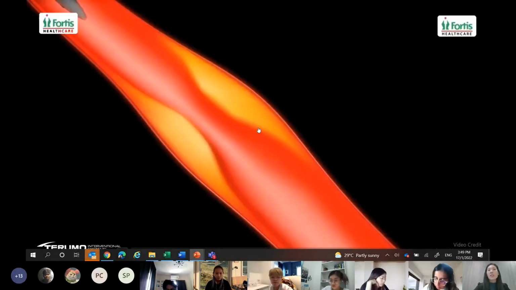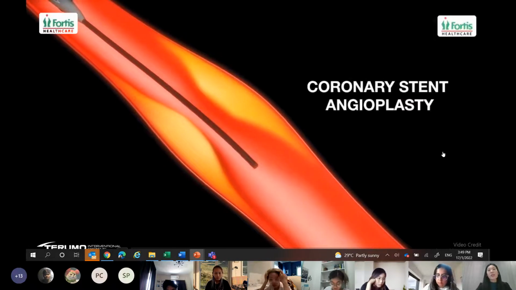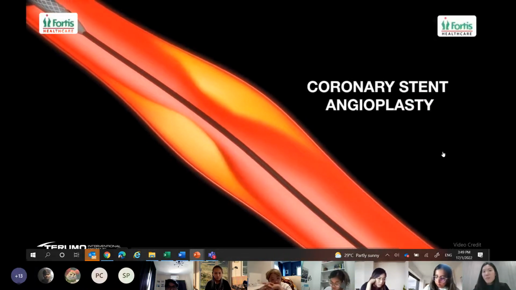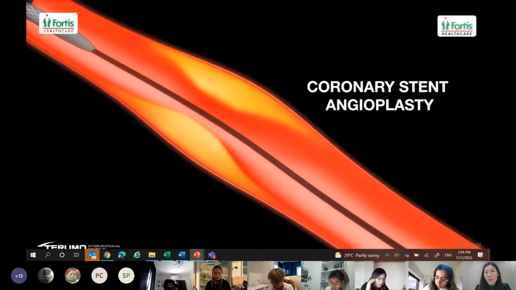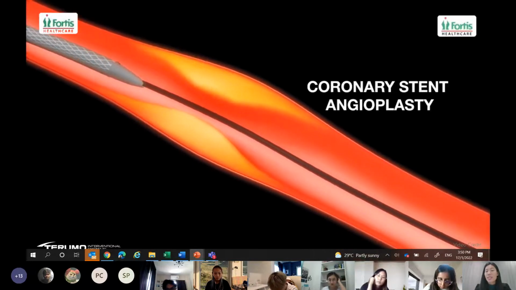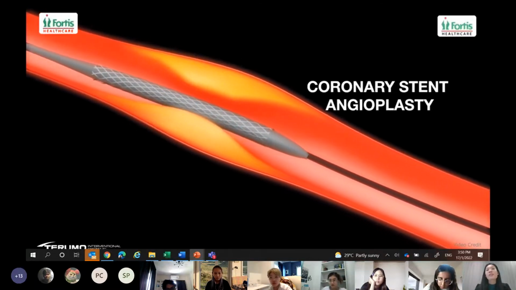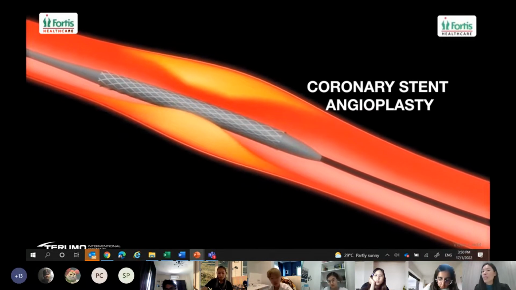Let me see another video. So that was a balloon. So let's take a look at angioplasty with a stent, which is PCI with a stent. So 0.14 wire again. So this stent catheter is advanced through the lesion over the guide wire.